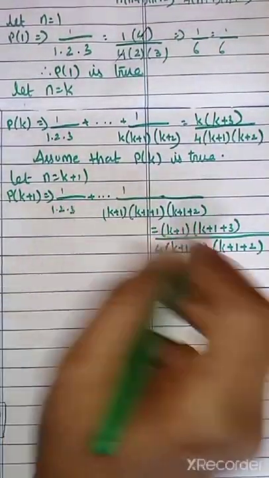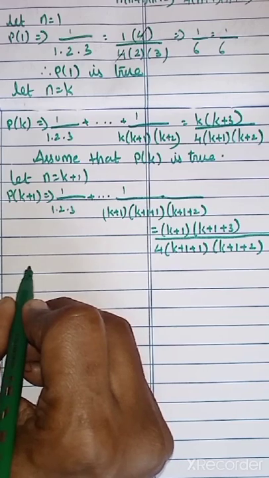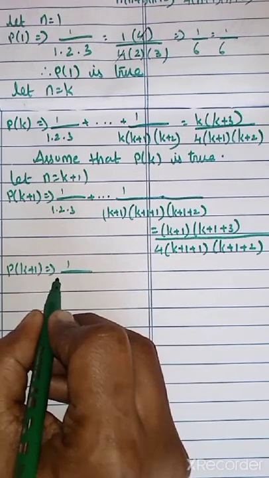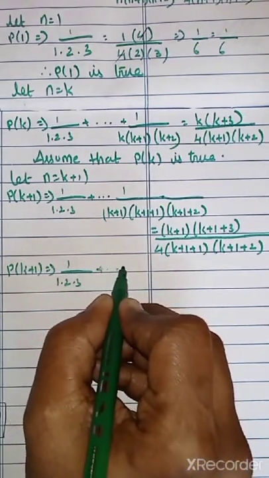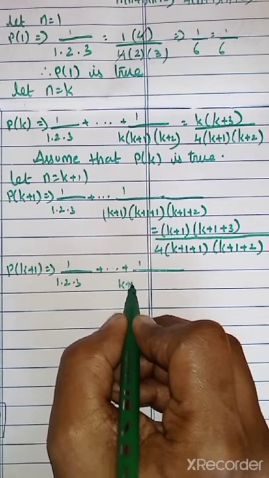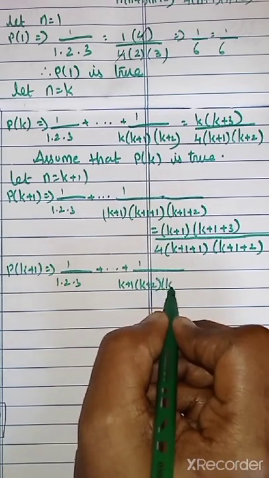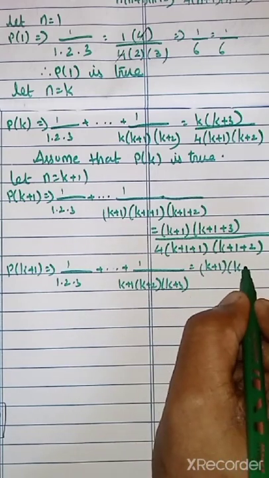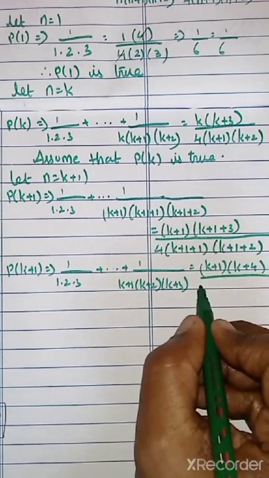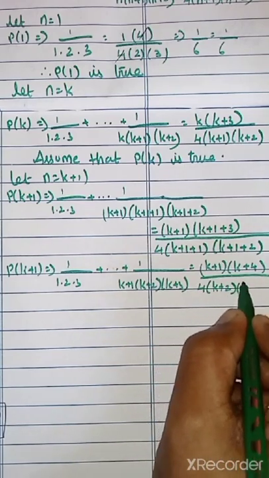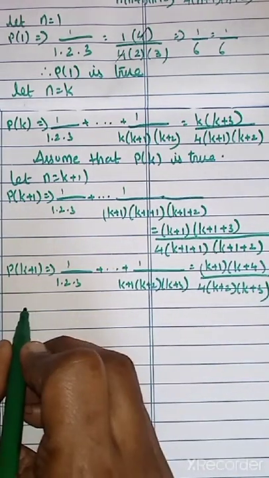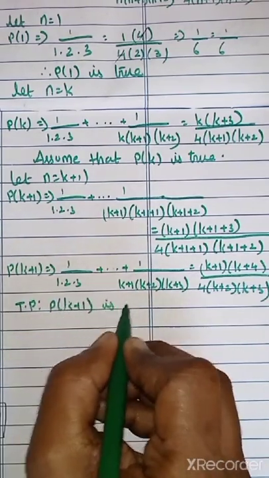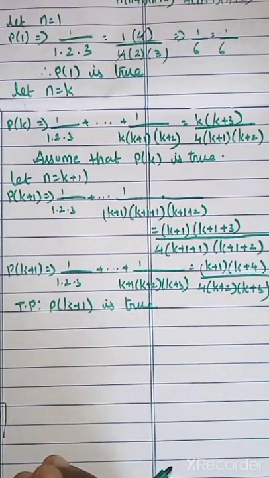Now, if we simplify this, what you will get? P of k plus 1 implies 1 by 1 dot 2 dot 3 etc. up to the last term will be k plus 1, k plus 2, k plus 3 equal to k plus 1, k plus 4 by 4 into k plus 2, k plus 3. So what we want to prove? P of k plus 1 is true, correct?